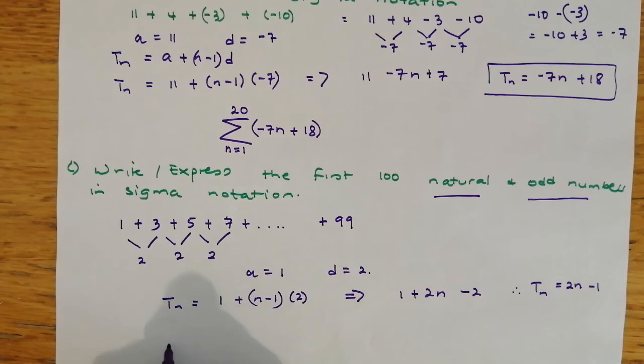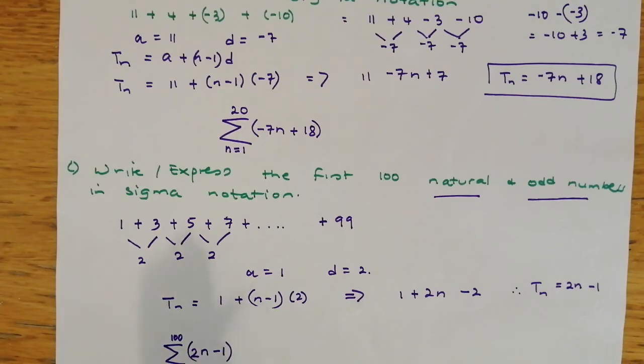Let's express it now. Our Tn is 2n minus 1. It is actually the first 100 terms, so we start from n equals 1 until 100. This is how we express this.